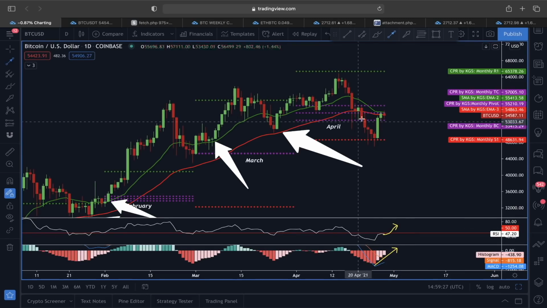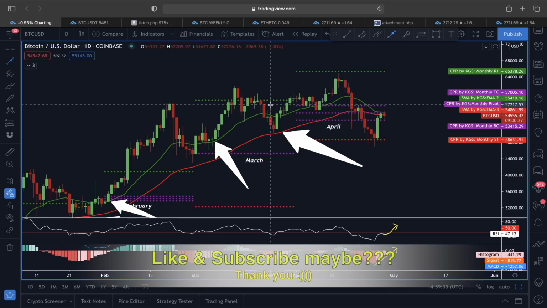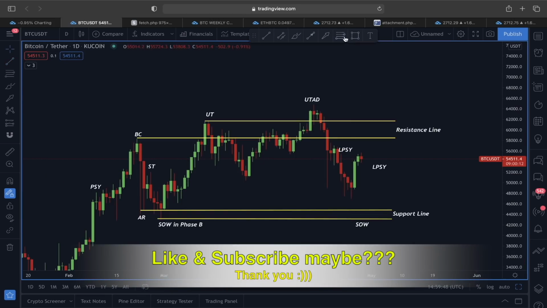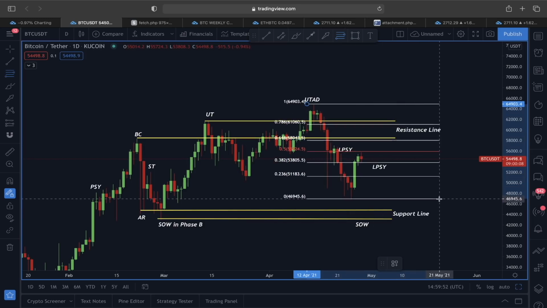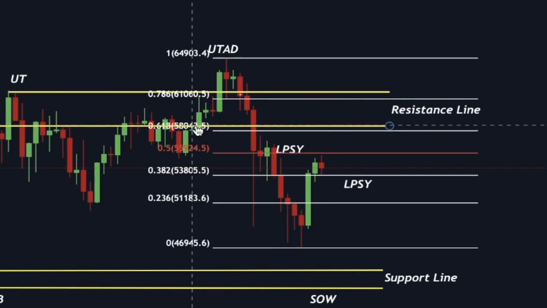So if this trend is going to continue and if the price is also going to turn very bullish, first we want price to break one important line. So for us, the most important thing is to break out of this 0.618 Fibonacci level. This 0.618 Fibonacci level is sitting exactly around 58,000 price level.